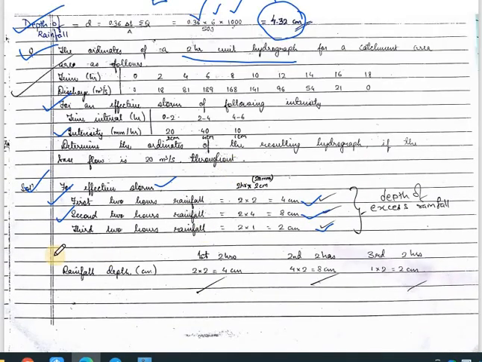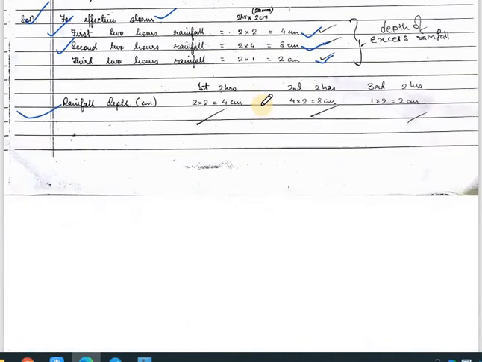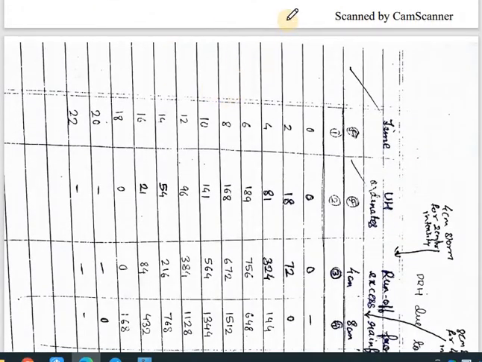After this we have got the rainfall depth. The rainfall depth is 4 centimeter, 8 centimeter, and 2 centimeter. After that we'll plot the table.